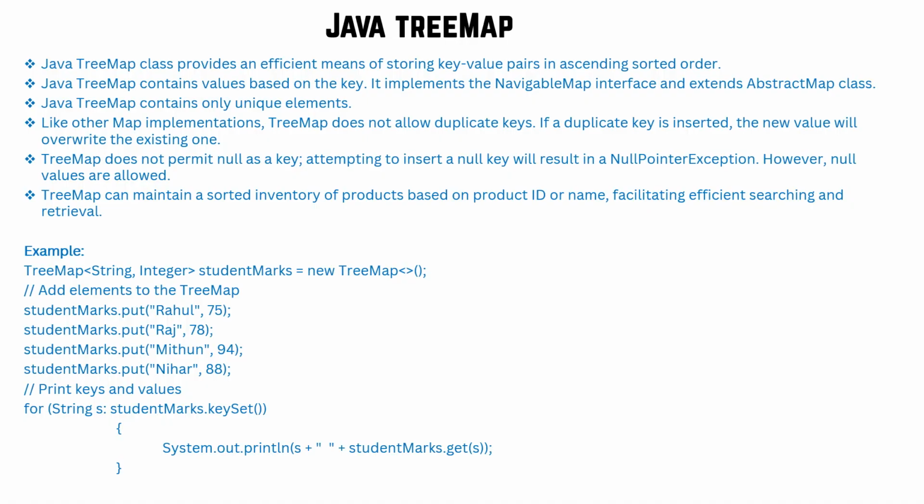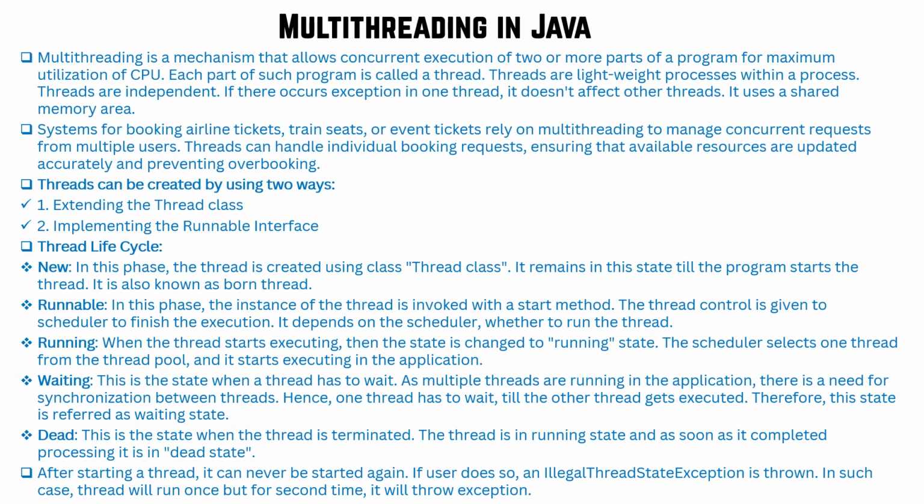Okay. Now I'll go to the last topic for today. In case you have questions, we can discuss it. It is called Java multithreading. Thread is useful to do mostly parallel testing or simultaneous work, right? Working simultaneously, that is the objective. Multithreading is a mechanism which allows concurrent execution of two or more parts of a program for maximum utilization of CPU. Each part of such a program is called a thread. Threads are lightweight processes within the process.